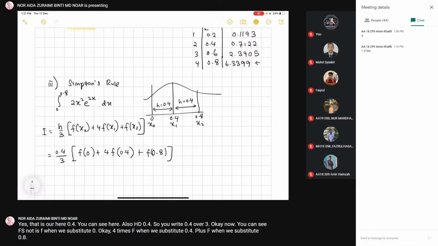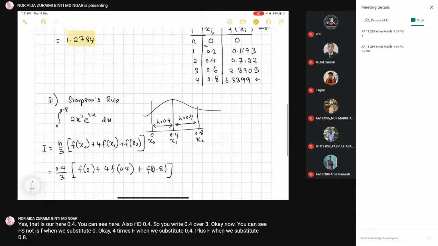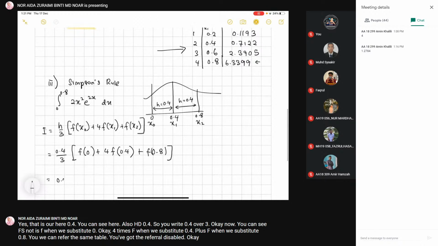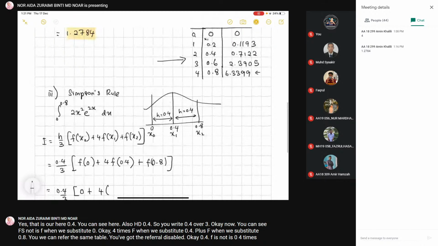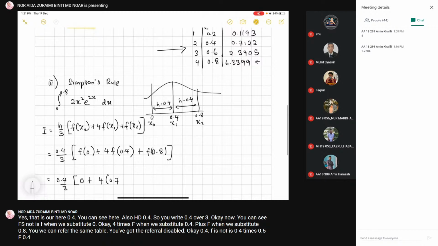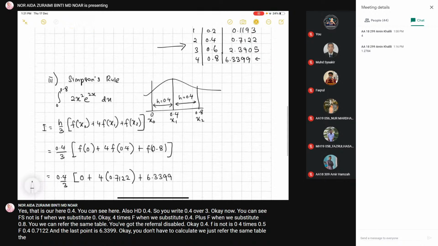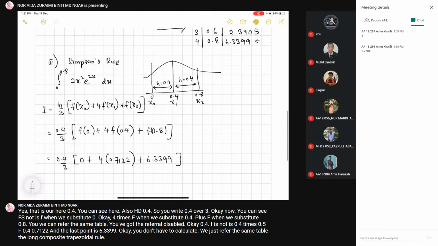Okay, we can refer to the same table yang ke atas ni. Kita refer this table. f(x0) is 0. 4 times 0.7122. And the last point is 6.3399. You don't have to calculate, we just refer to the same table dalam composite trapezoidal rule.